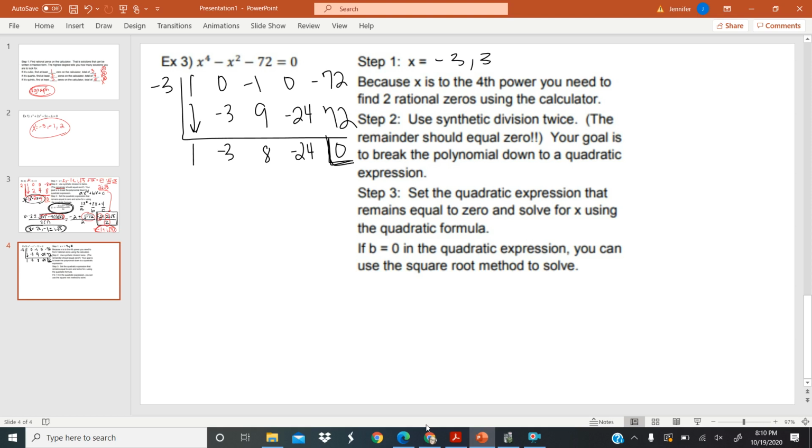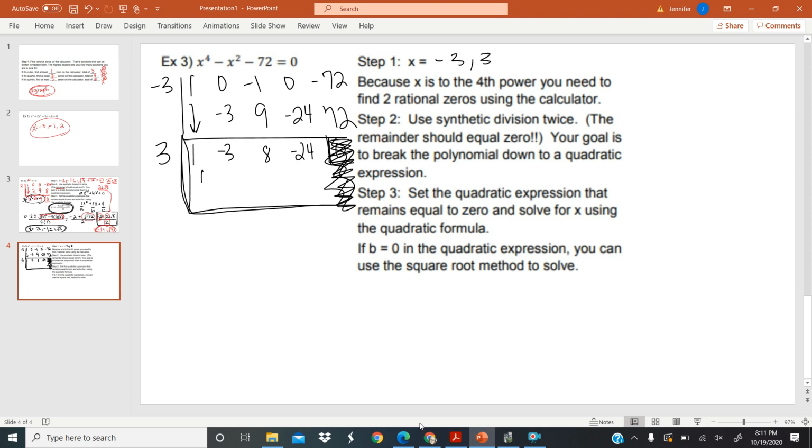So what we can do instead is just go ahead and draw another synthetic division box. And this time we're dividing by 3. And we're using the coefficients that are in this row that we already have of 1, negative 3, 8, and negative 24. You don't really have to worry about the remainder column because that was 0. So I'm just going to scratch that out.